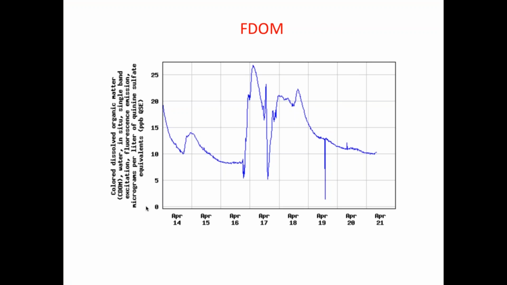Here's our fluorescent dissolved organic matter, and you see these dips. The dips, like in the middle of the storms, are not real. Those are caused by the interference from turbidity, and I'll talk a little bit about the corrections we do on those.